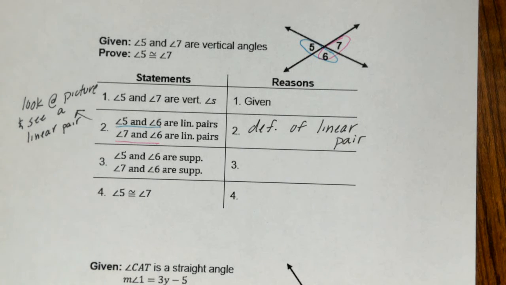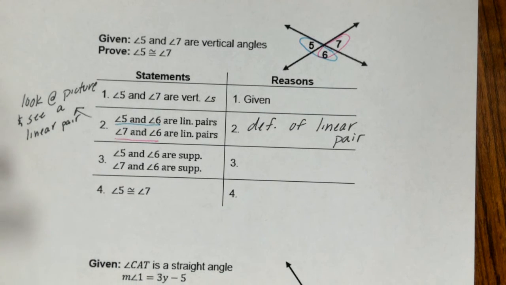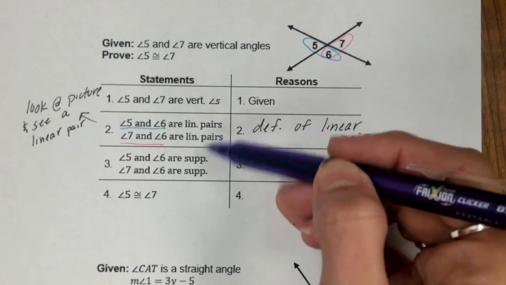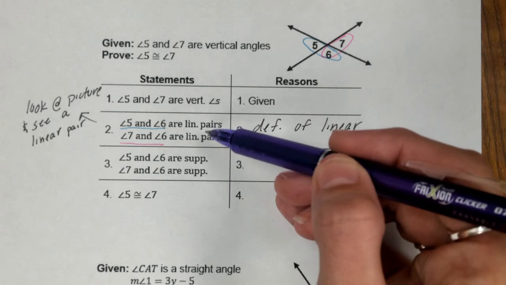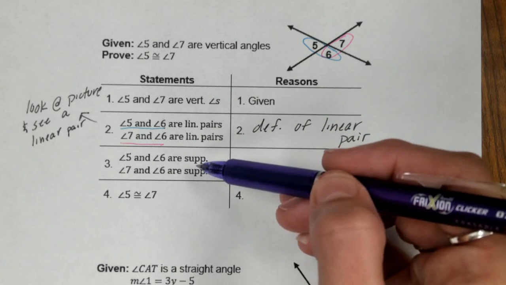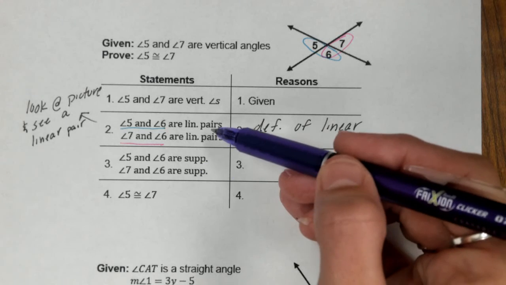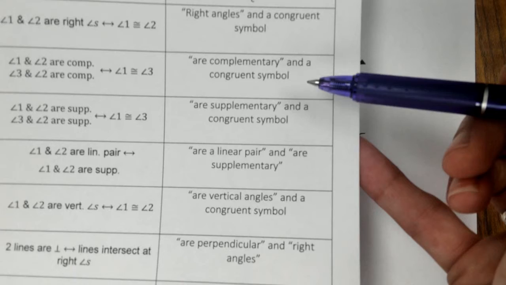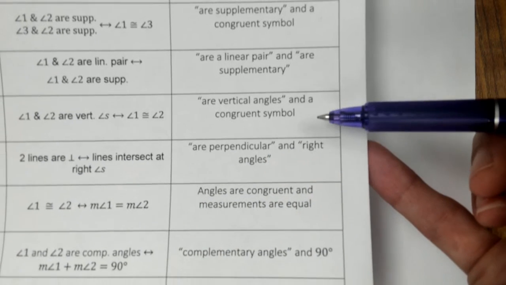Okay. The next one we have here, between statement 2 and 3, we can see if we have a relation. We can see something on our cheat sheet. Between 1 and 2, we couldn't. So we had to look at our picture. Between 2 and 3, always check your cheat sheet first, okay? We're going from linear pair to supplementary. So we're going to look on the right and see, do we see anything that says linear pair and supplementary?